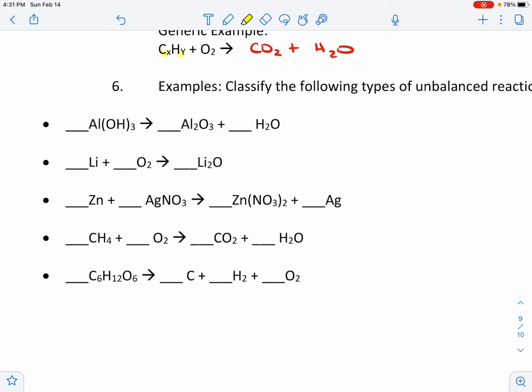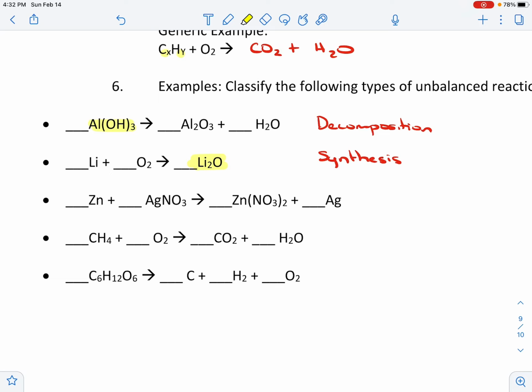Our first one is Al(OH)3 goes to, and see how it breaks down into 2 or more things? That's going to be a decomposition. Notice how it's one substance breaking down. What gave this away is we had one substance breaking down. And the second one, oh look, we only have one product. So that's going to be a synthesis reaction because we only have one product.